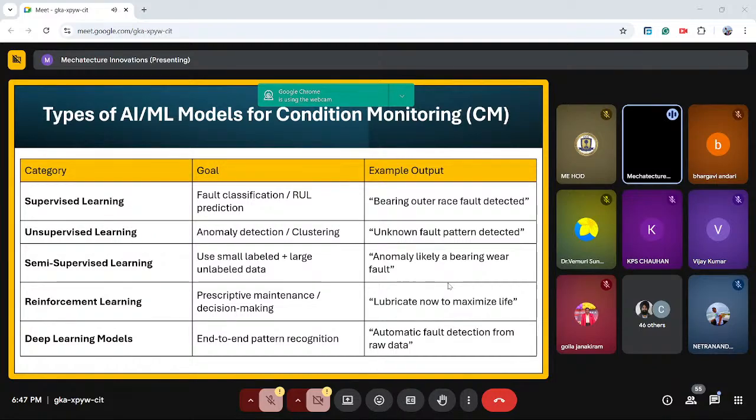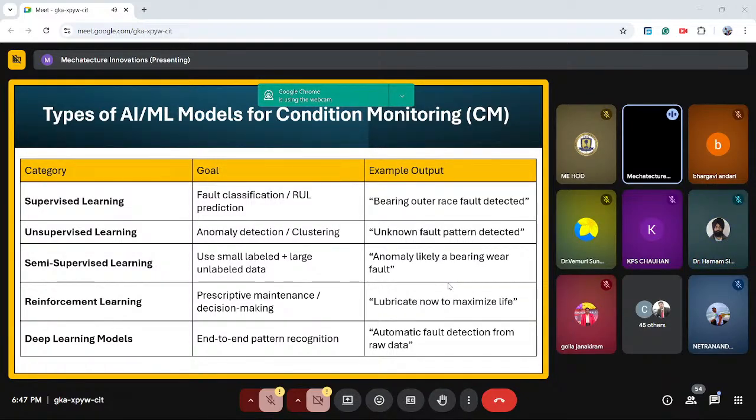You can see supervised learning is very good for fault classification and RUL, remaining useful life prediction. Unsupervised learning techniques are useful for anomaly detection. Semi-supervised learning is useful for small labeled and unlabeled data. Reinforcement learning is good for prescriptive maintenance and decision making. Deep learning is an advanced version of all, so end-to-end pattern recognition is possible.